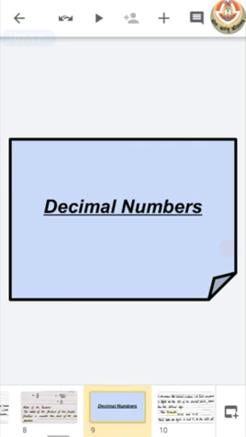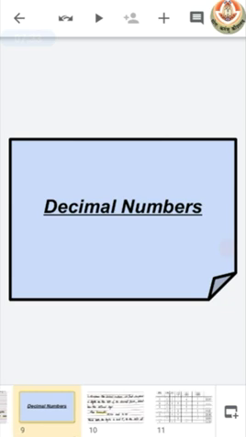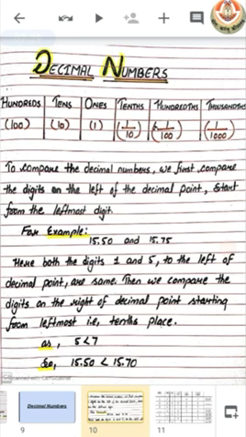Now this is all the revision for our previous classes. Today we are going to learn about decimal numbers. You all know about the decimal point and decimal numbers. Let's have a deep study about decimal numbers.